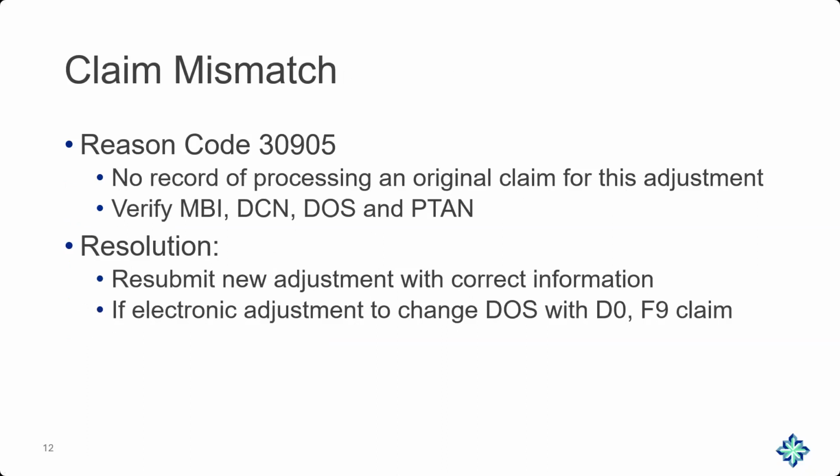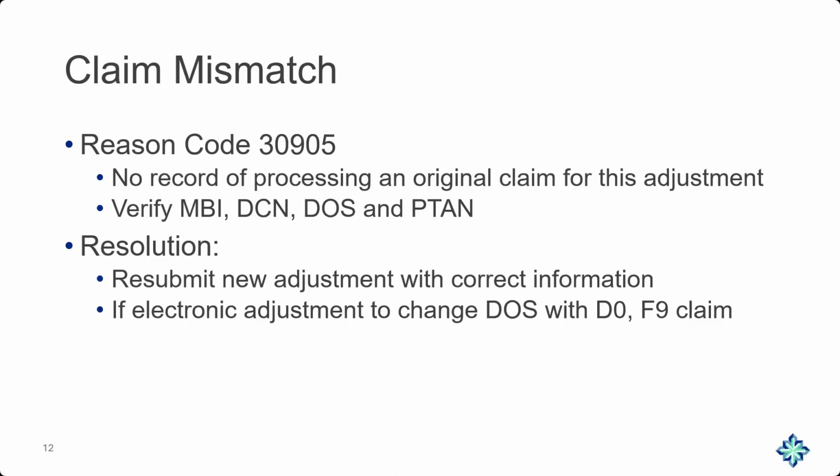So reason code 30905 is going to assign if FISS is unable to find the original claim. This is going to be based off of the cross-reference DCN that was used when creating the adjustment. So make sure to verify the patient's Medicare number. Check the original claim and make sure that you're using the correct DCN to make your changes. Verify the dates of service in the PTAN to make sure that those are correct.